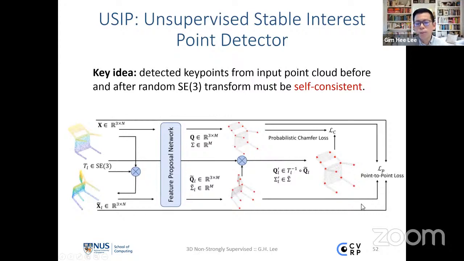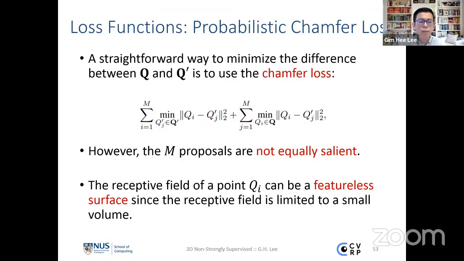So we introduce two losses in order to supervise this network. A straightforward way to minimize the difference between the detected key points before and after the transformation is simply to use what we call the Chamfer loss. However, the problem with this Chamfer loss is that it gives equal saliency, or equal weightage, to all the points. But in our case, because we are talking about a key point detector, some of the key points detected by our network might not be equally salient, or equally useful and discriminative, compared to the others. So the Chamfer loss is not ideal in handling such cases.